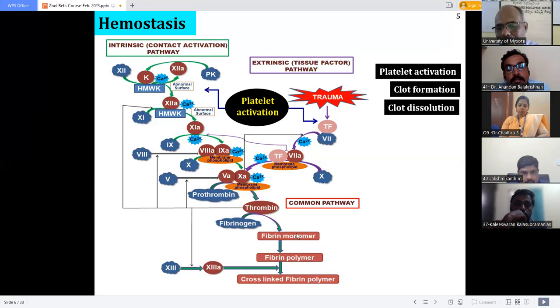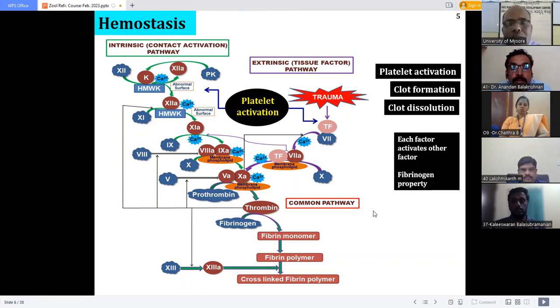This is the clot, is it not? This fibrin monomer is the soft clot. Eventually, this fibrin monomer is cross-linked through factor 13A, and it becomes a hard clot. So it's a strong clot. So we have the intrinsic pathway, the extrinsic pathway, and the common pathway.